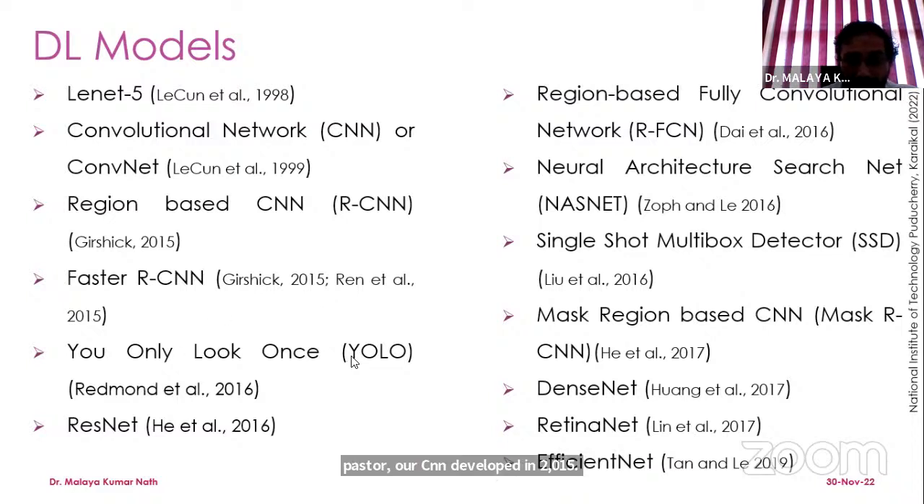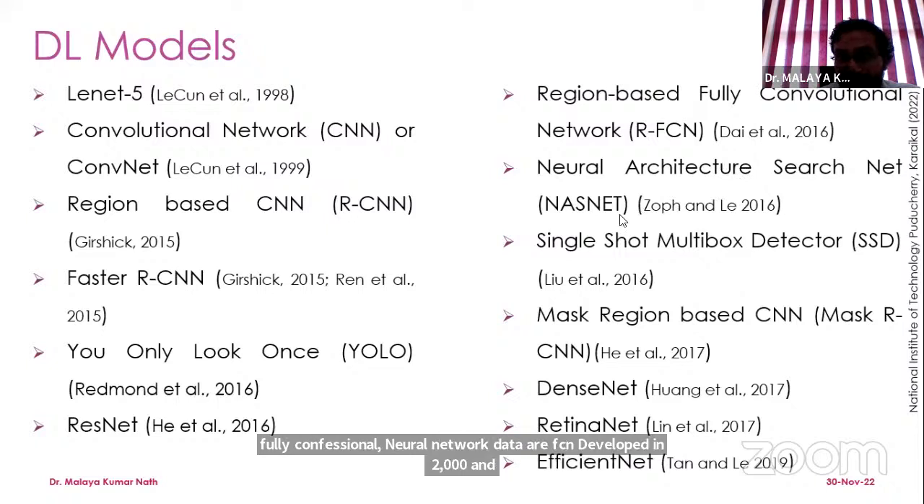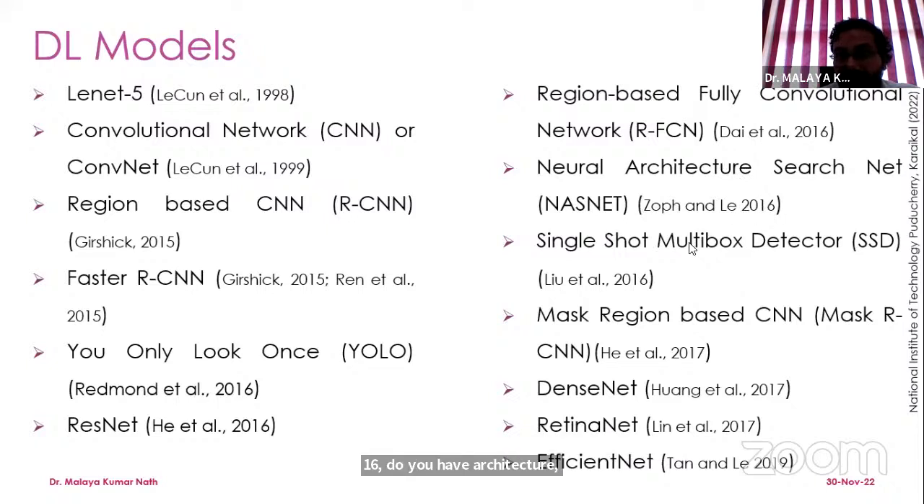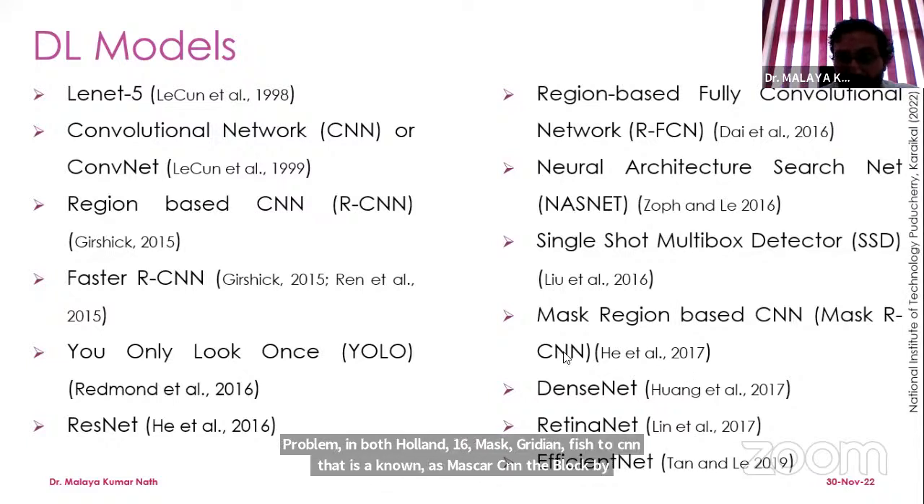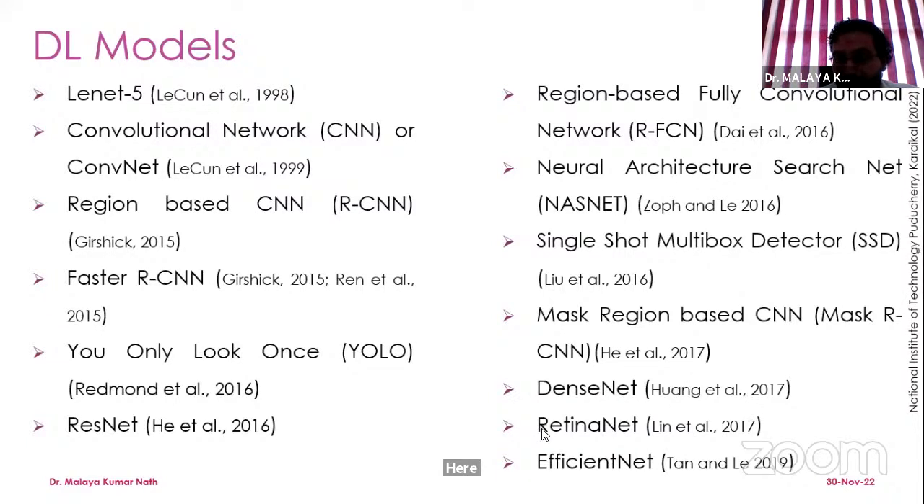You Only Look Once, popularly known as YOLO, by Redmon in 2016. ResNet, He et al., developed in 2016. Region-based fully convolutional network, that is R-FCN, developed in 2016. Neural architecture search network, that is NASNet, developed in 2016. Single shot multibox detector, popularly known as SSD, developed in 2016. Mask region-based CNN, known as Mask RCNN, developed by He et al. in 2017. DenseNet developed in 2017, RetinaNet developed in 2017, and EfficientNet by Tan and Le in 2019.